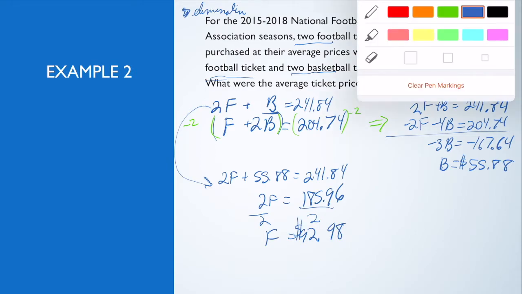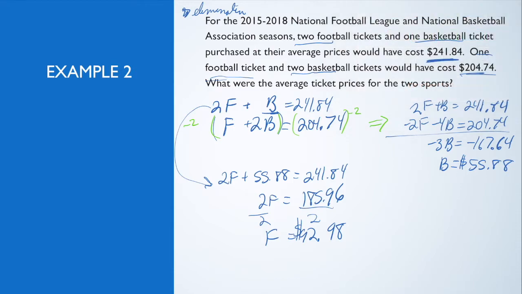So my answers are that the average basketball ticket was $55.88 and the average football ticket is $92.98. And as I have never been to a basketball game or a football game, someone else will have to tell me if that's true.